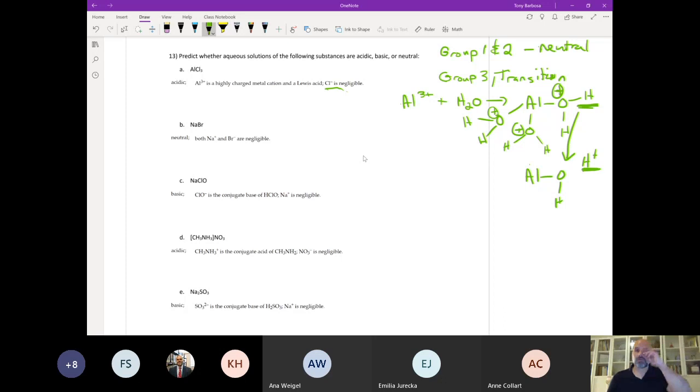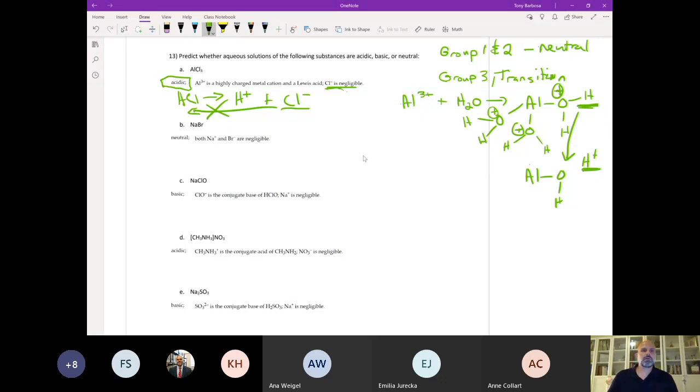Chloride, in this first example, is going to be negligible. Because HCl dissociates completely to give us protons plus chloride, because this is a strong acid. So when you dissolve chloride in water, this reaction is never going to go in the reverse direction. That will never happen, so you're never going to create any acid from chloride. So chloride has no effect whatsoever on the solution. So aluminum chloride gives you an acidic solution because of what's going on on the right-hand side here.